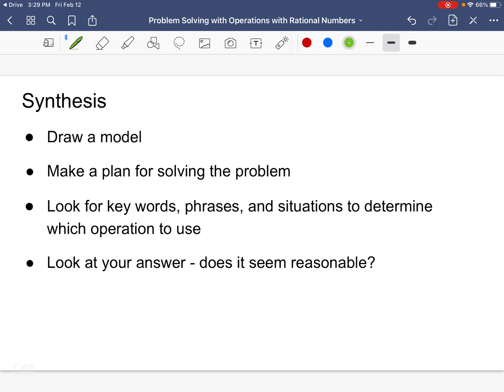So when you're solving these problems, draw a model. It could be a number line, it could be a picture of the items in the box like we saw. Make a plan, like stop and think first about the different steps before you start doing them so you don't miss something. Look for keywords and phrases and situations to help you decide, are you adding, subtracting, multiplying or dividing, and look at your answer to see, does it seem reasonable?